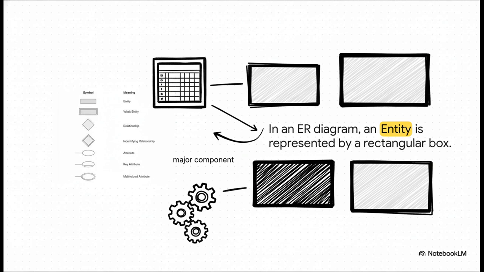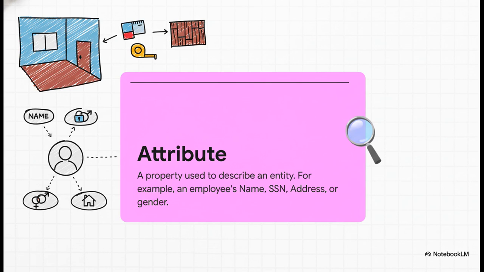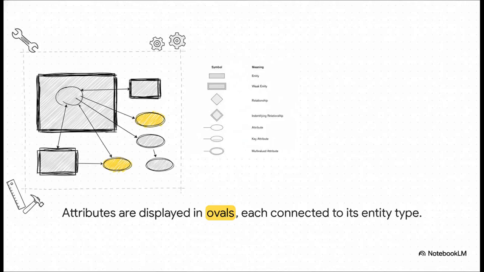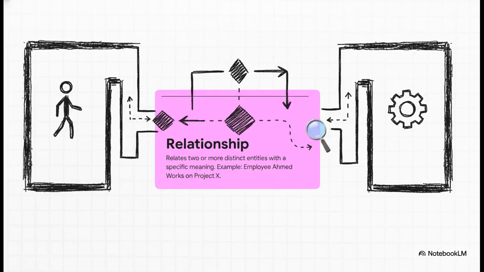Simple as that. Now, a room isn't just an empty box, right? It has features. It's got a color, dimensions, maybe some fancy flooring. In the database world, we call these features attributes. They're the specific details that describe an entity, like an employee's name or their address. And you'll spot these attributes on an ERD as ovals, and they're always connected to their entity. So, a rectangle with a bunch of ovals attached to it, that's our room, with all of its features listed out.